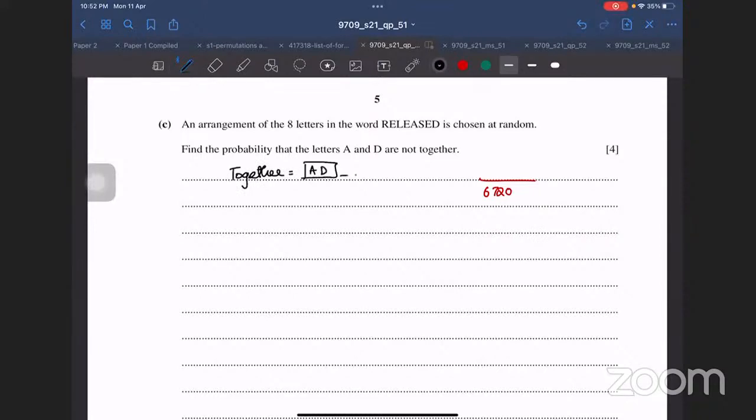A and D inside the box, and there are 6 letters outside. So I get a total of 7 factorial. Then inside the box gives me 2 factorial. There are 3 E's that are repeated, so divide by 3 factorial. So that is the probability of together. If I subtract it from 1, I'm going to get not together.